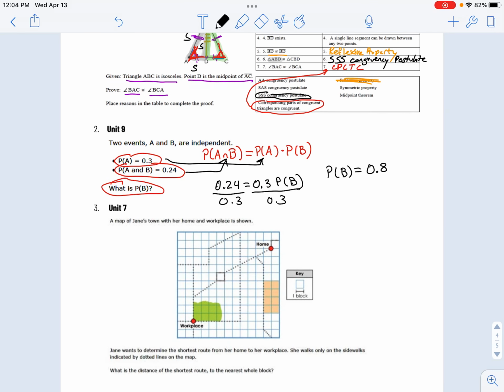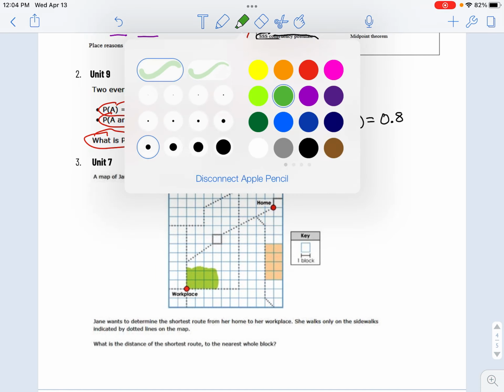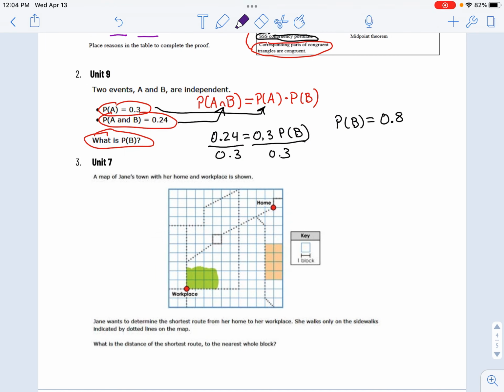Last one right here. A map of Janestown is shown, with her home and workplace. She wants to determine the shortest route from her home to her workplace. She walks only on the sidewalks indicated by dotted lines on the map. Which distance is the shortest route to the nearest whole block?